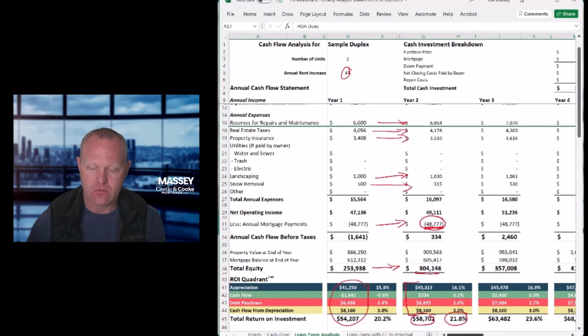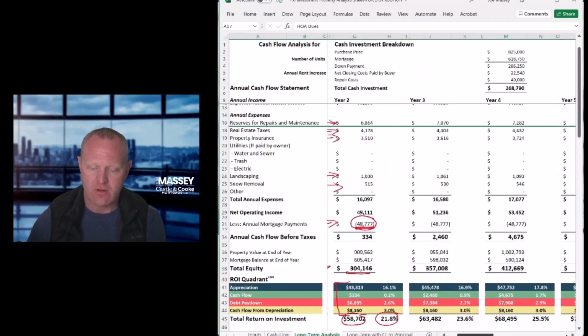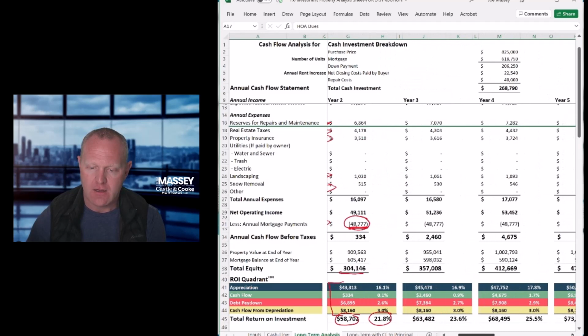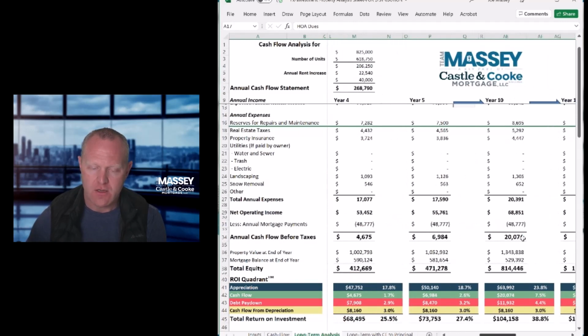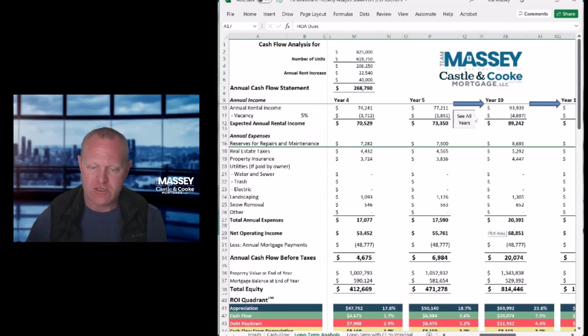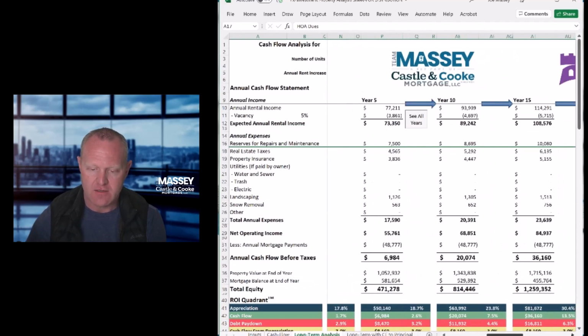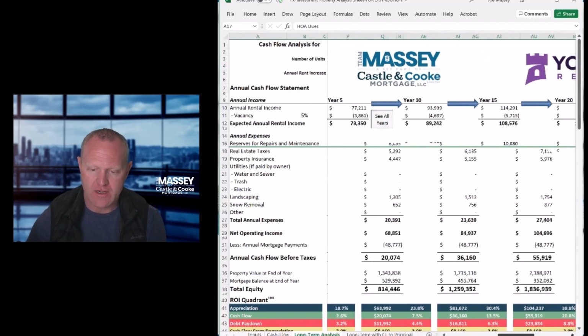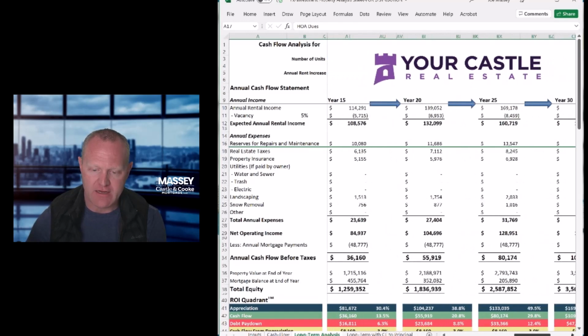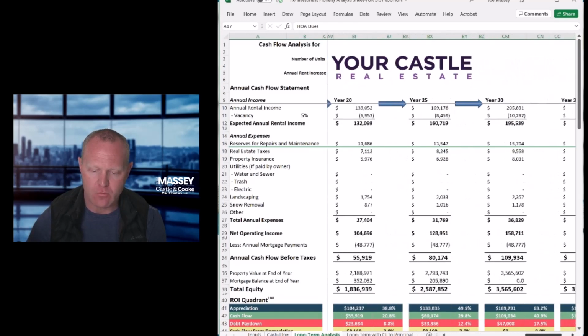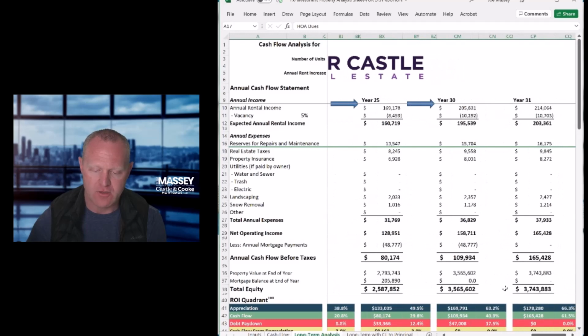So in this spreadsheet, you can scroll over to the right and you can go as far out as you like. And you'll see once you get to year number 5, we actually compress it, and then we take jumps in years in 5-year increments. Year 10, year 15, year 20, year 25, and year 30, and then year 31 when that property is completely paid off. So let's look at year number 31.